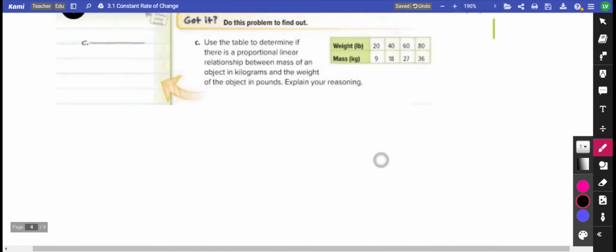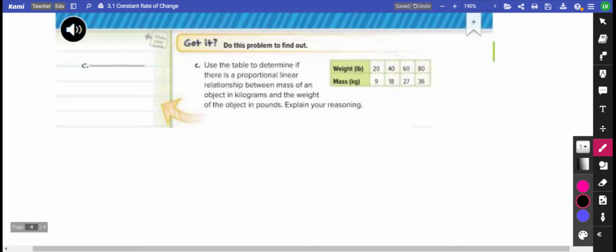Got it? Let's do this problem to find out. We're going to use the table to determine if there is a proportional linear relationship between the mass of an object in kilograms and the weight of the object in pounds, and explain your reasoning.